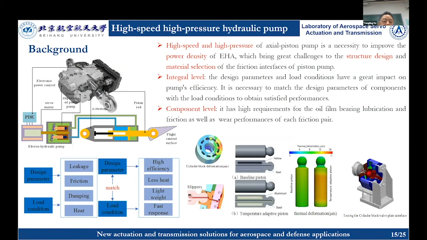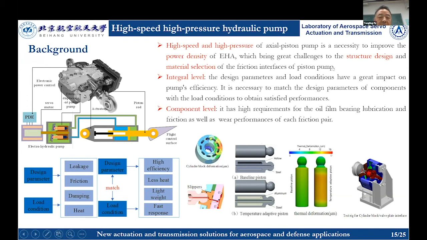Along with the integration research work, we find that for IeCAT, the pump is very important. IeCAT, especially for the aircraft, we need a high ratio of power to mass. It must have a high speed and high pressure axial piston pump for IeCAT. And this kind of pump will bring great challenges to the structural design and material selection of the friction interface of the piston pump.